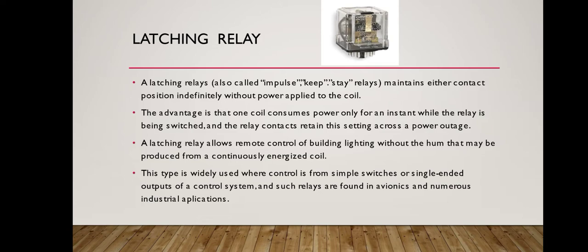A latching relay is also called an impulse relay. It maintains either contact position indefinitely without power applied to the coil. The advantage is that the coil consumes power only for an instant while the relay is being switched, and the relay contacts retain this setting across a power outage. A latching relay allows remote control of building lighting without the hum that may be produced from a continuously energized coil.